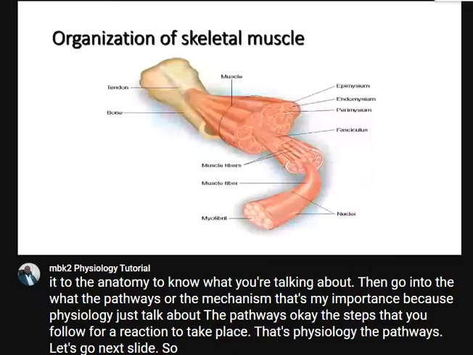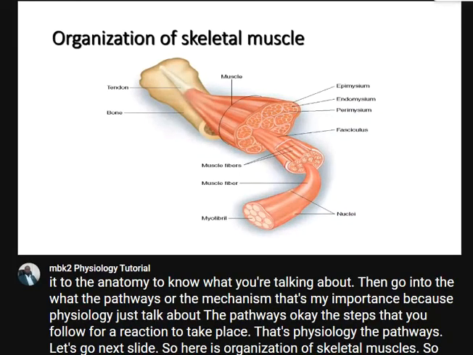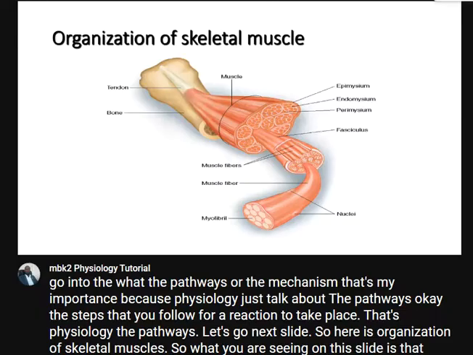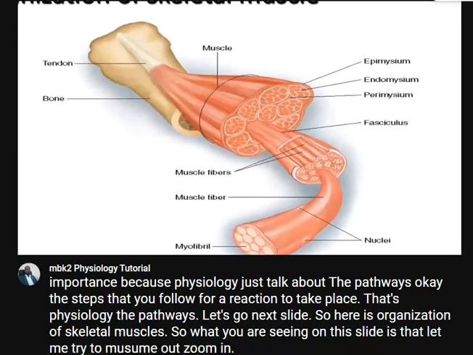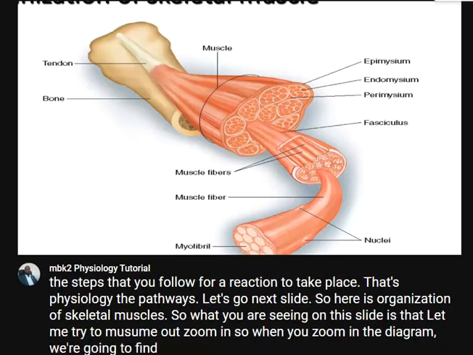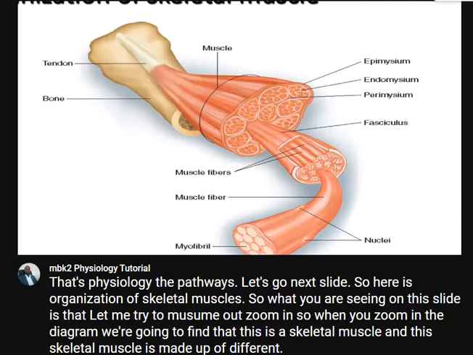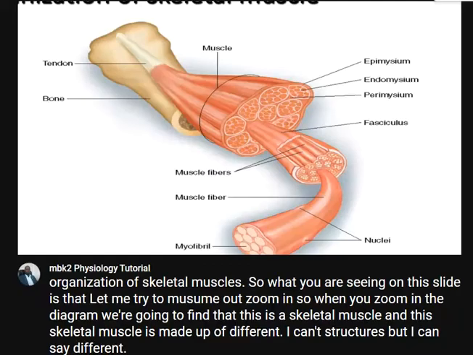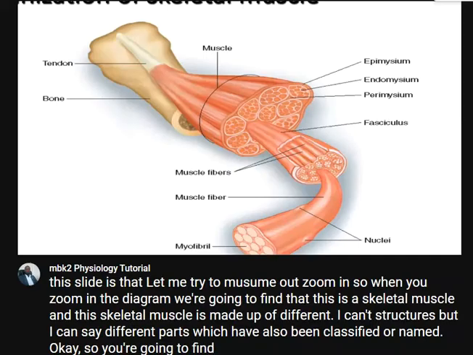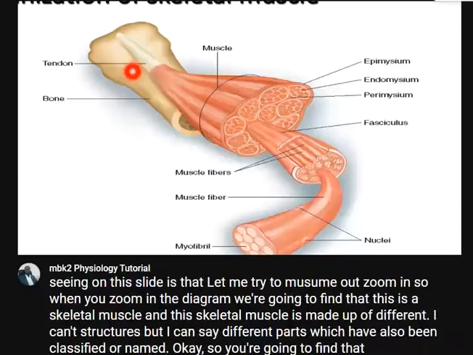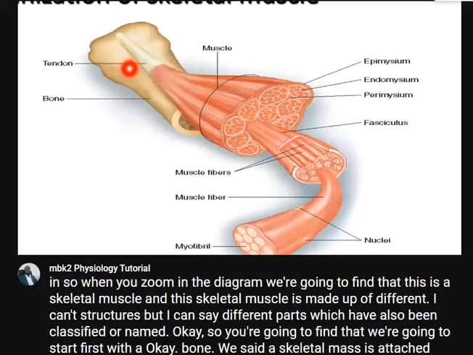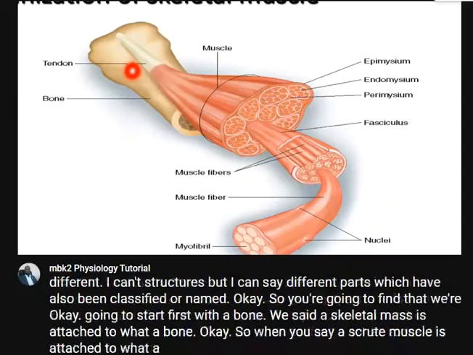So here is the organization of skeletal muscles. Let me try to zoom in. When you zoom in on the diagram, you're going to find that this is a skeletal muscle, and this skeletal muscle is made up of different parts, which have been classified or named. We are going to start first with the bone. We said a skeletal muscle is attached to what? A bone.